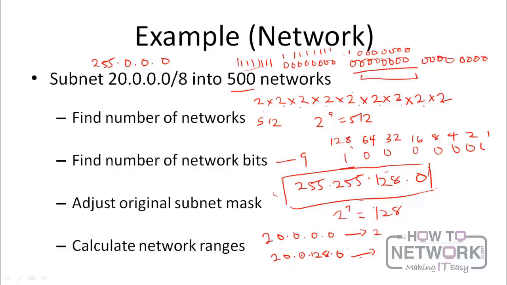How do we know the broadcast address? The broadcast address is the address before the next network address. That's going to be 20.0.127.255, because that's the address right before 20.0.128.0. Now, it's easy to make a mistake and say that it's 20.0.127.0, but that would be wrong. It's actually 20.0.127.255.